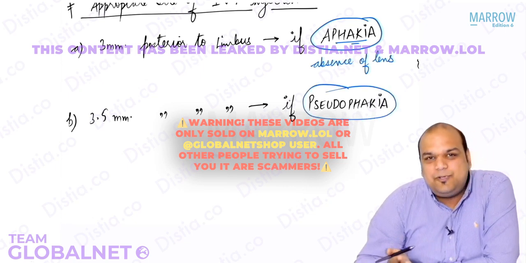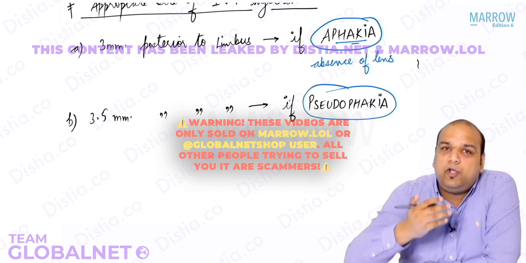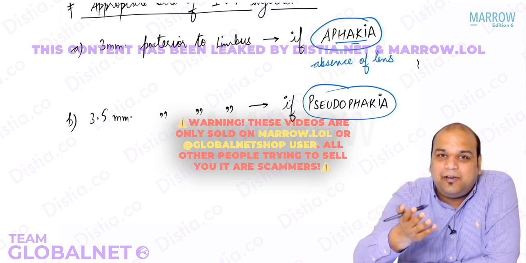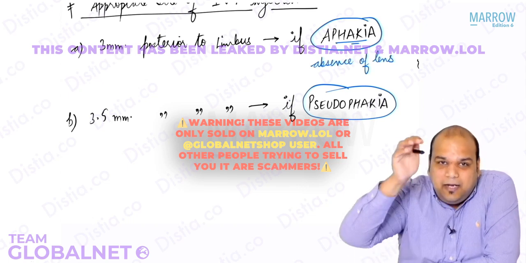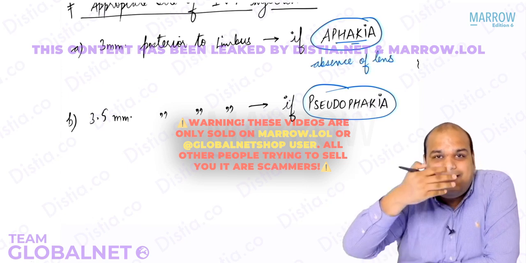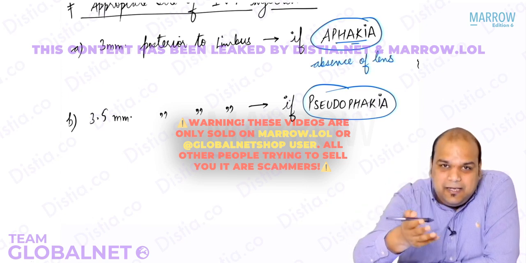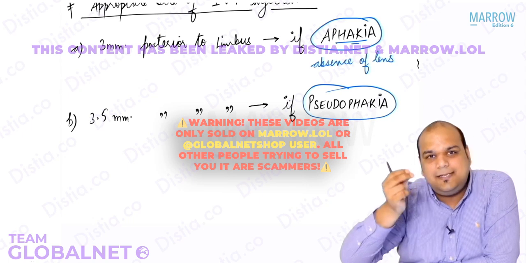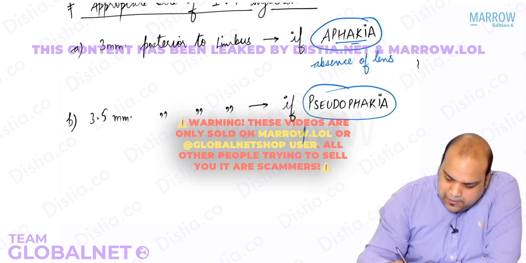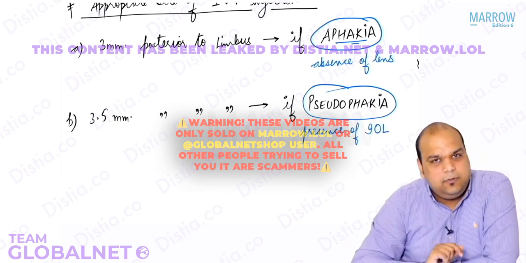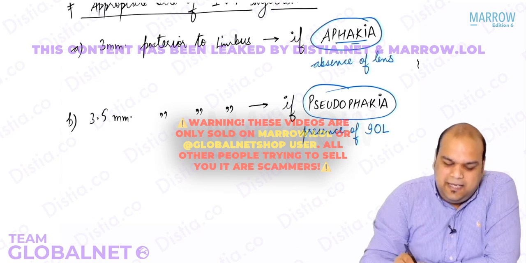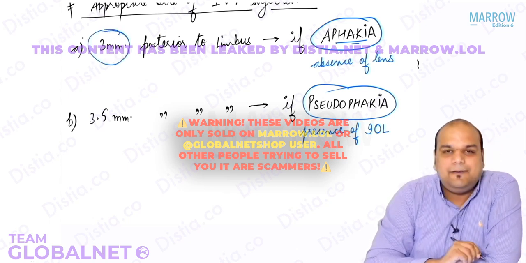What do you mean by pseudophakia? Very abundantly clear. Pseudo means false lens. But what do you mean by false lens? After cataract surgery, we implant an artificial lens, yes or no? We say cataract surgery ke baad nakli lens dalenge, yes? So that is false lens. Or I can say presence of IOL, intraocular lens. Okay, everybody? So we know if there is aphakia, the distance will be 3 mm.